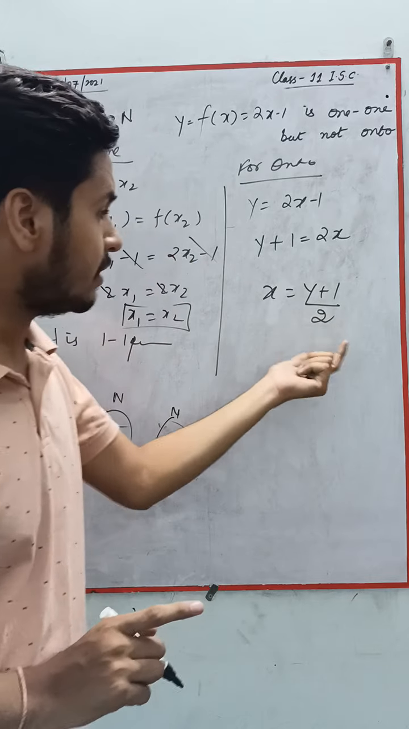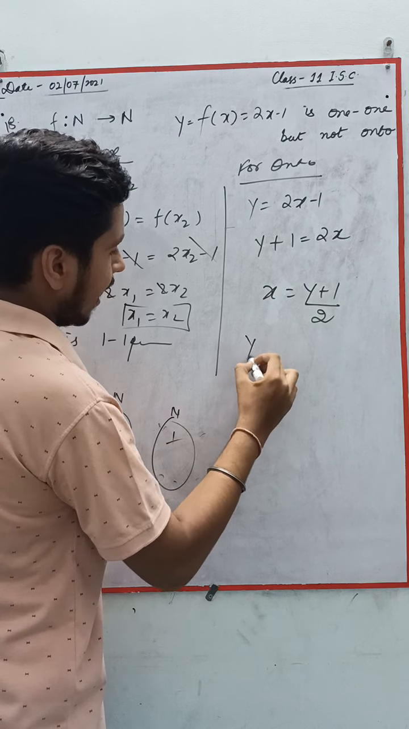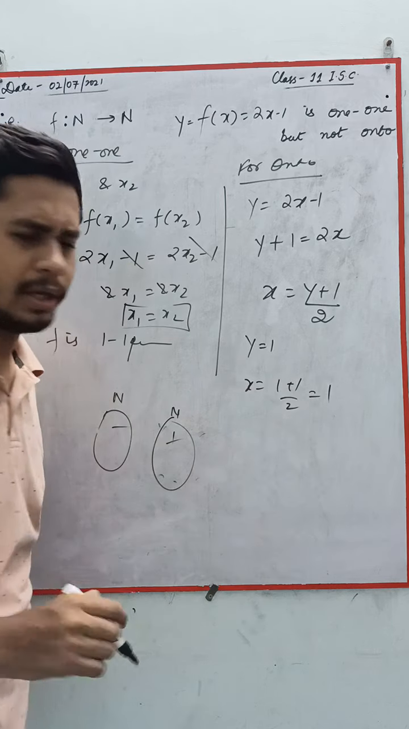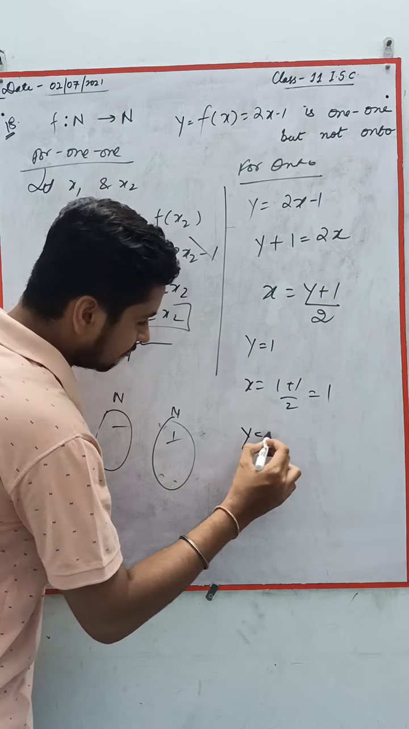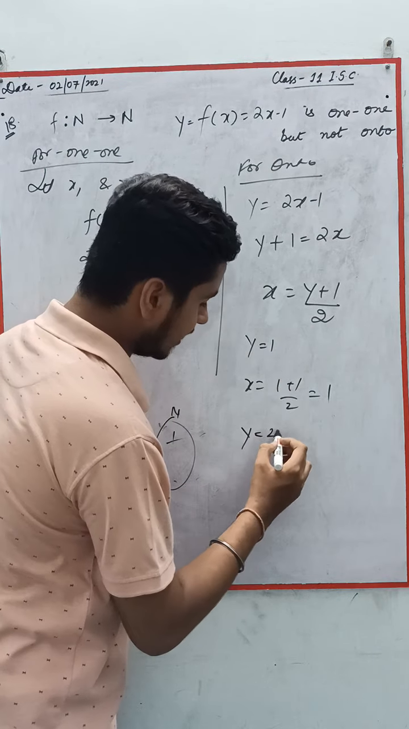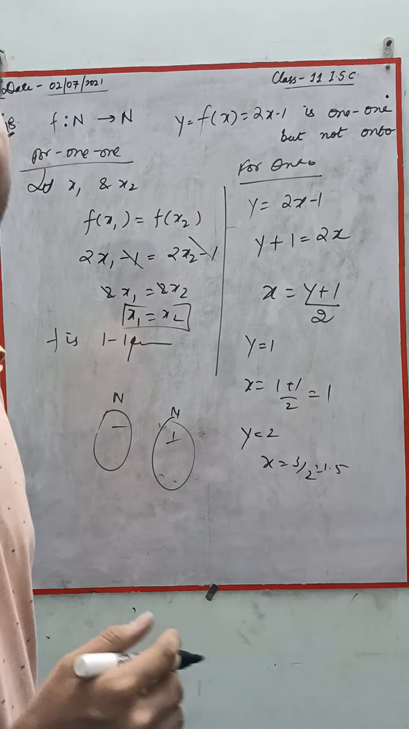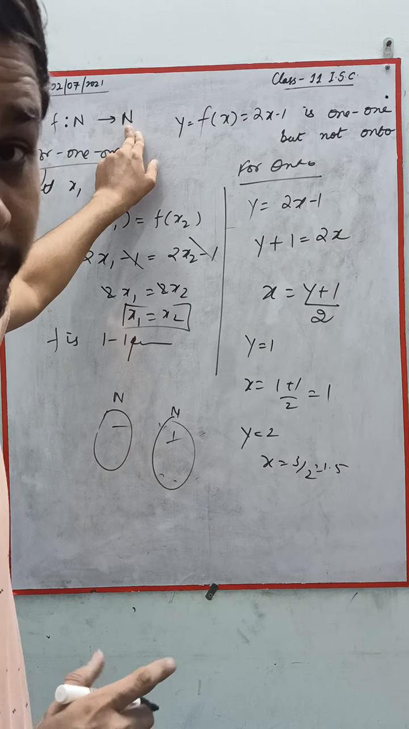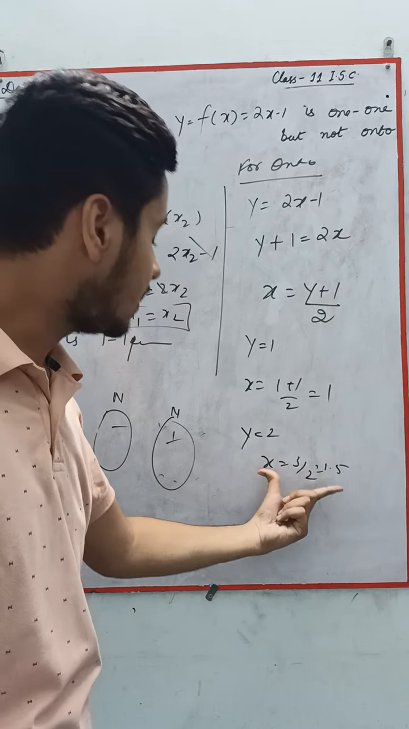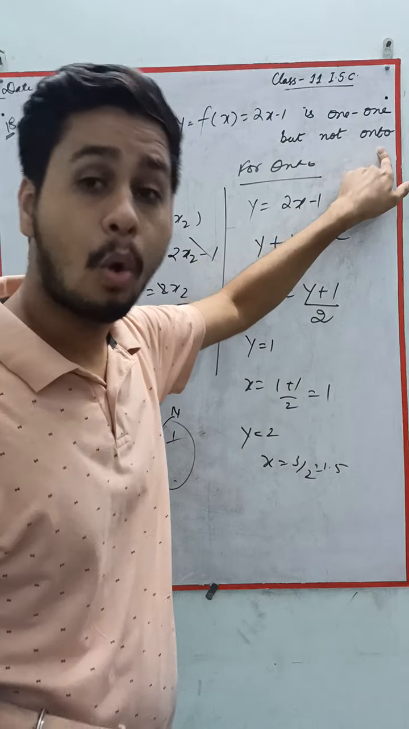So here, if you put y as 1, what x do you get? 1 plus 1 divided by 2 is 1. Okay, no issues. If you put y equal to 2, let me know what you get. 2 plus 1, 3, divided by 2. So x is 3 by 2, which is 1.5. But 3 by 2 is not a natural number. It is a rational number or a decimal value. So this is violating the norms of our function. Hence it is not an onto function.